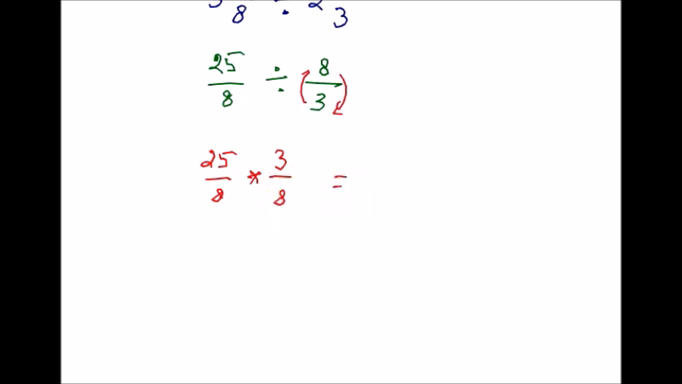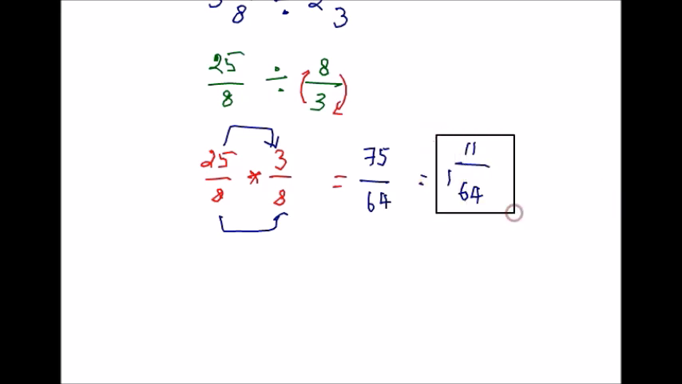multiply the numbers in top row, multiply the numbers in bottom row. Okay. Now let's convert this improper fraction into a mixed number. How many 64s are there in 75? 1. And what is the remainder? You'll be getting 11 over the same denominator. Division is very easy compared to multiplication.